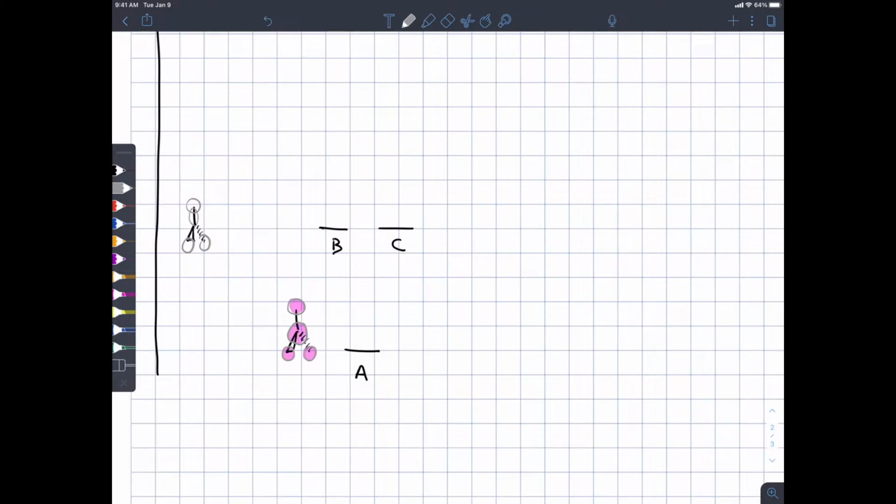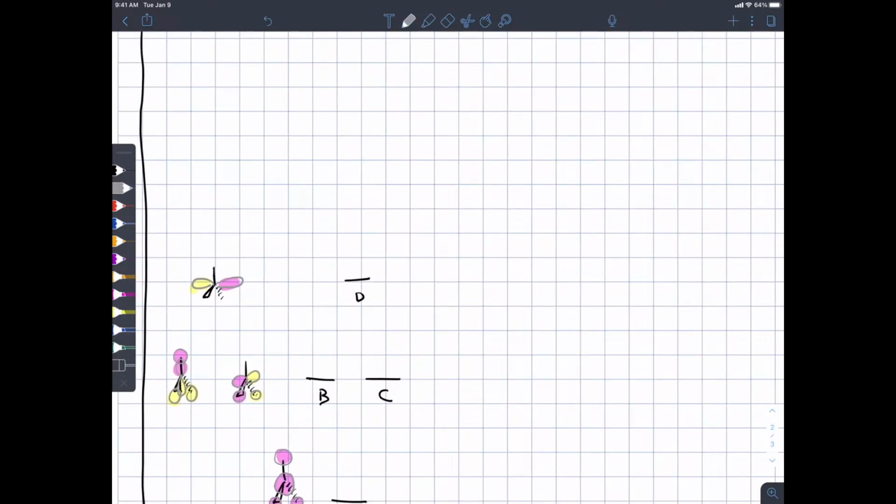So B, recall, looked like that, where we're going to have yellow lobes here, pink lobes there. There's another version of B that involves overlap above and below the plane of the page. We're just sort of recapitulating what we drew there. And then here we've got orbital D, which is just the 2pz orbital that's aligned along the z-axis.